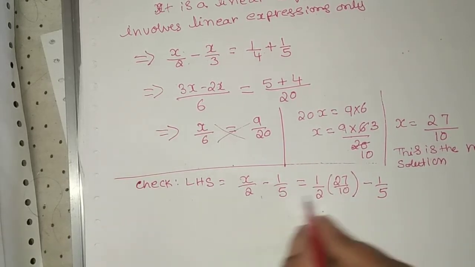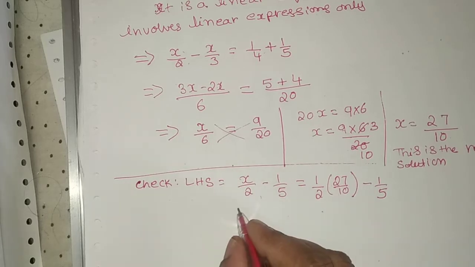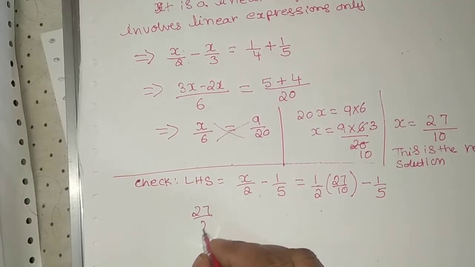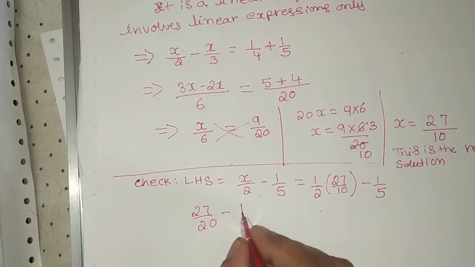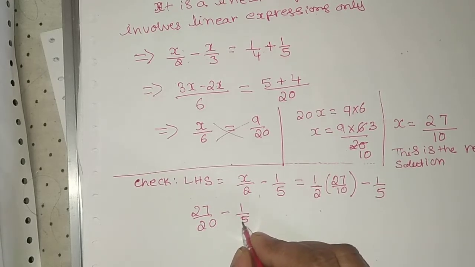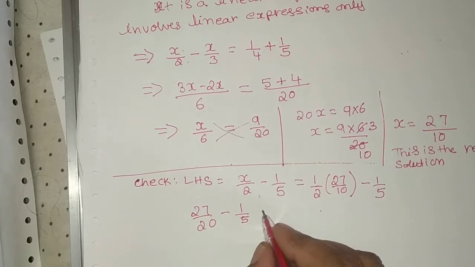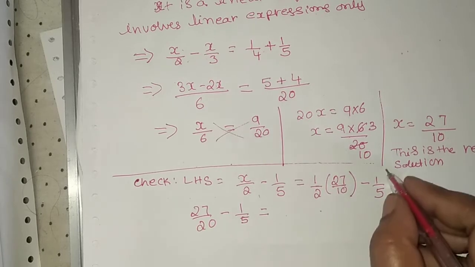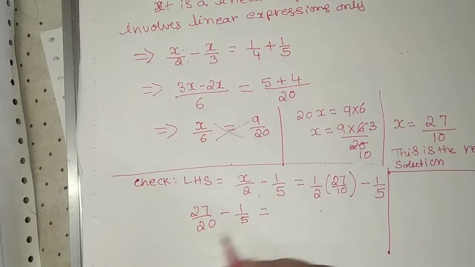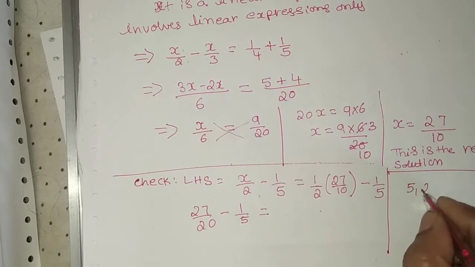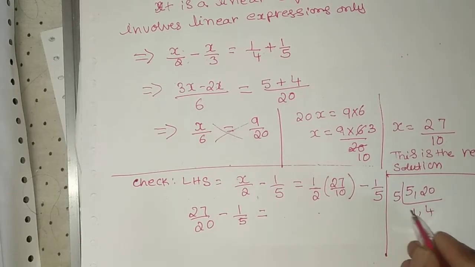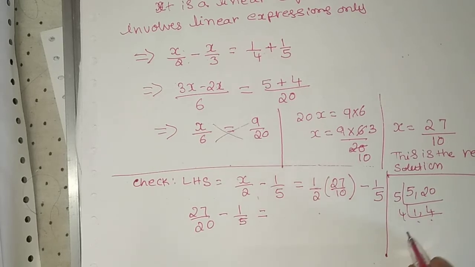Now we have to simplify this: multiply these two, 1 by 2 into 27 by 10, we get 27 by 20 minus 1 by 5. So now we have to take the LCM of 5 and 20. 5 ones are 5, 5 fours are 20. Then we take 4. So we got 20 as the LCM.